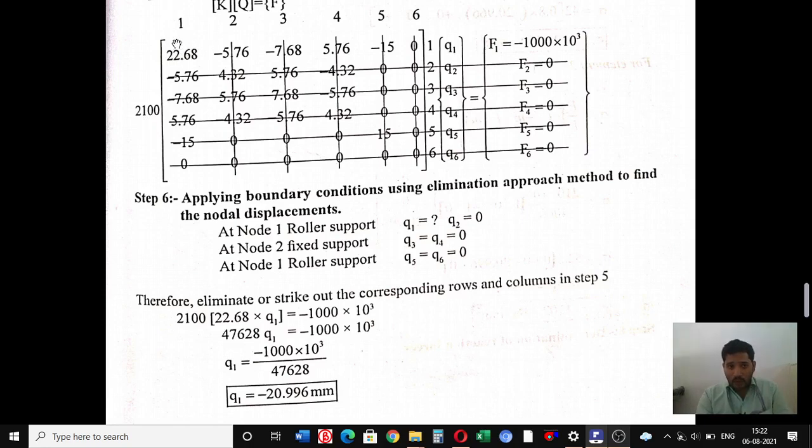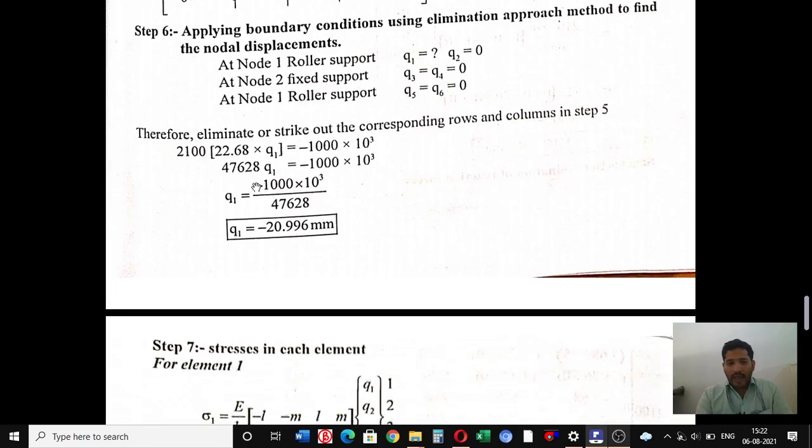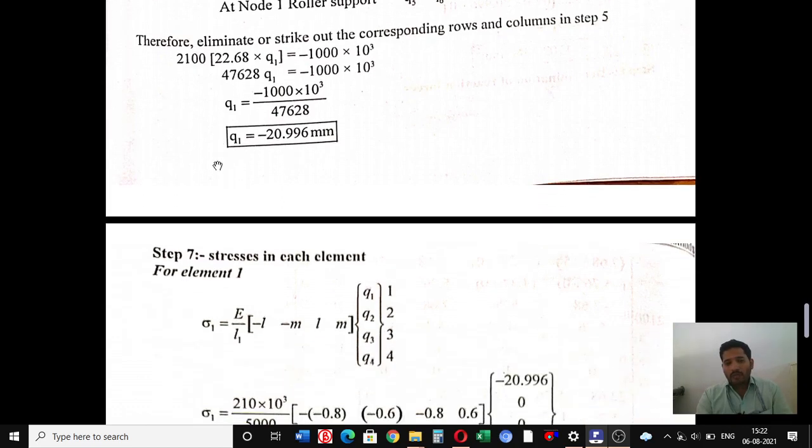For that reason, we need to take this value 22.68 and multiply it with Q1. Q1 equals minus 1000 into 10 power 3. After that, you need to multiply 2100 into 22.68. If you multiply, you will get the value 47,628. Q1 equals minus 1000 into 10 power 3. If you divide this value, you will get the value of Q1 as minus 20.996 mm.